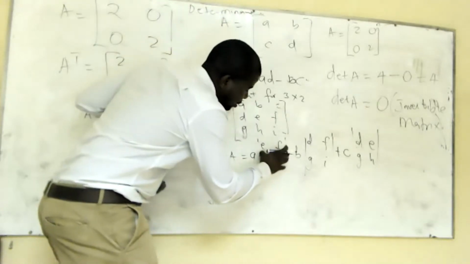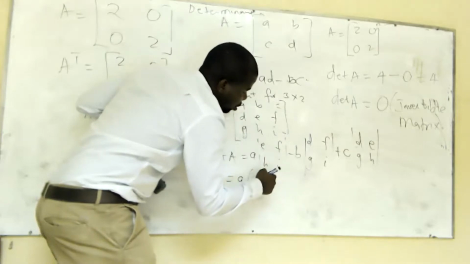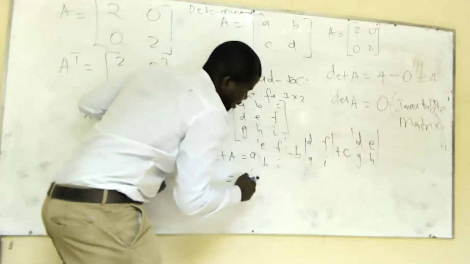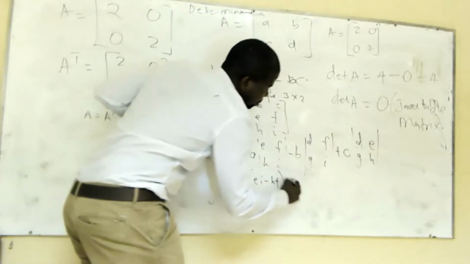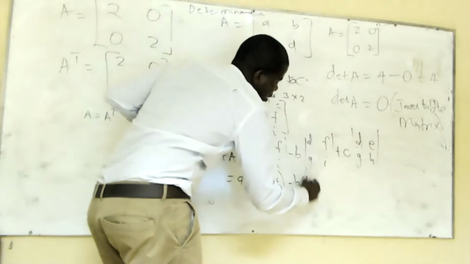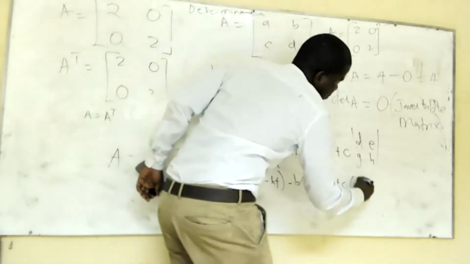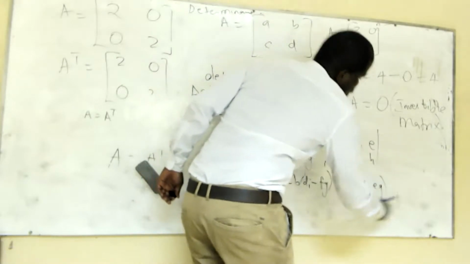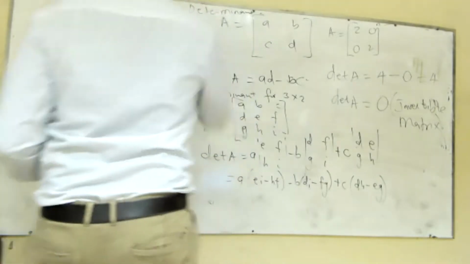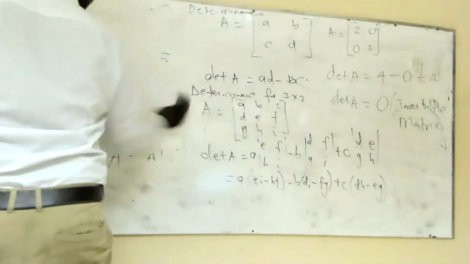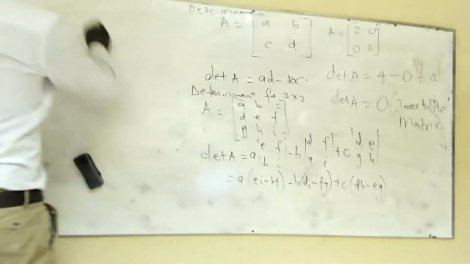Now you multiply the determinant of the 2 by 2, which you get by multiplying the main diagonal and subtracting the other diagonal. So it's going to be EI minus HF, minus B times DI minus FG, and then plus on the other side DH minus EG. That is how we get the determinant of a 3 by 3. I'm going to quickly do an example so that you see how we apply these determinants.